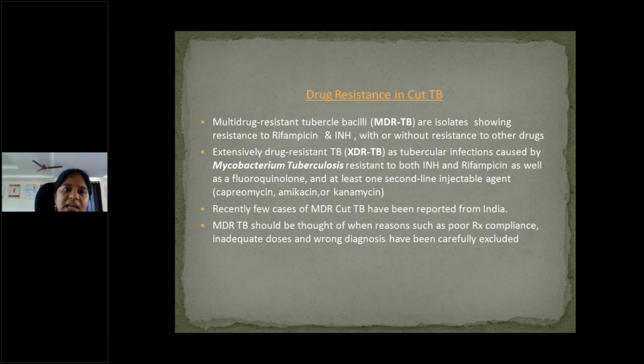When should we think that there is drug resistance? When there is poor compliance and inadequate doses, wrong diagnosis, all the other reasons should be excluded, and then only we should think of MDR TB, because that is not that common in India.